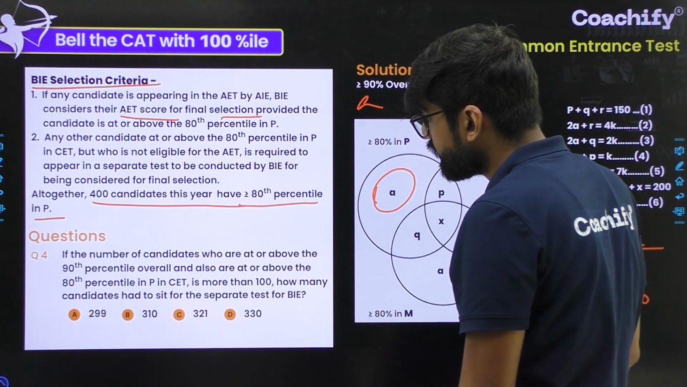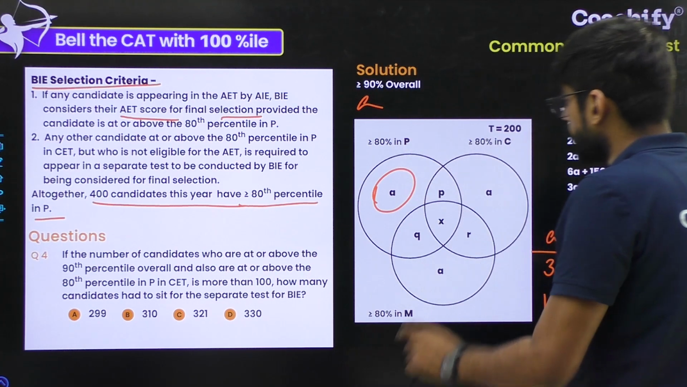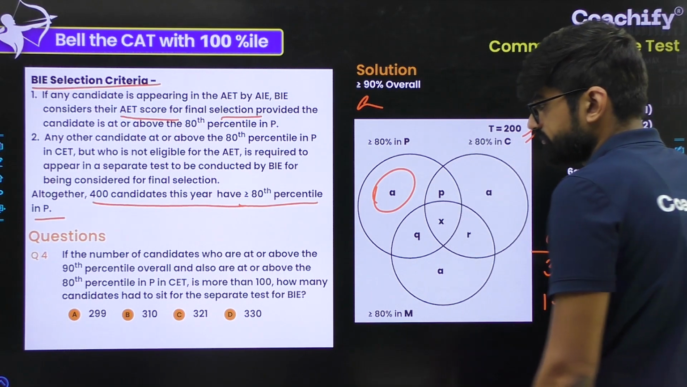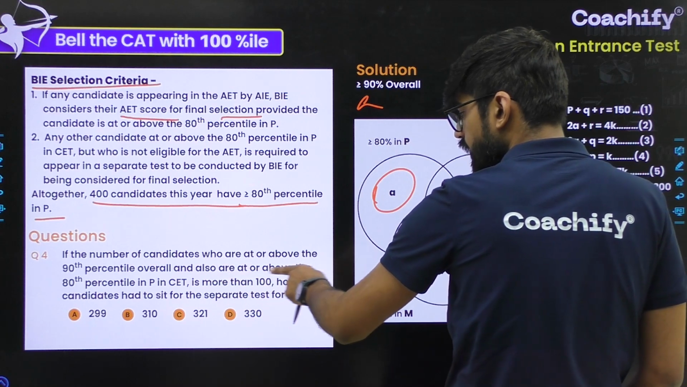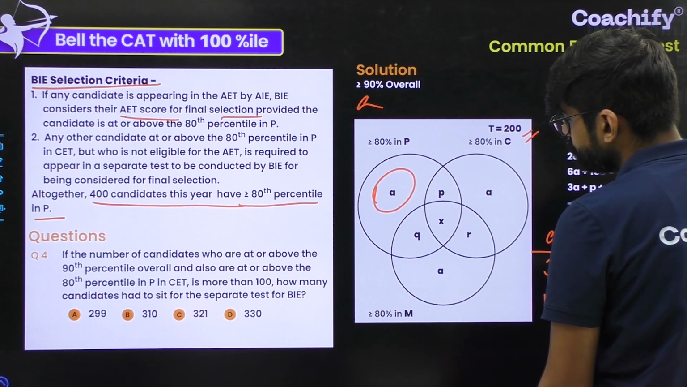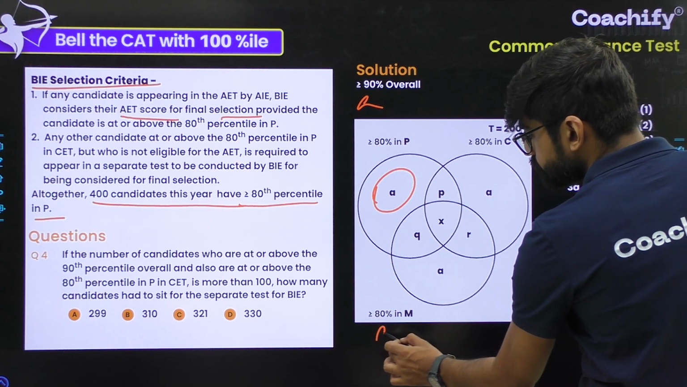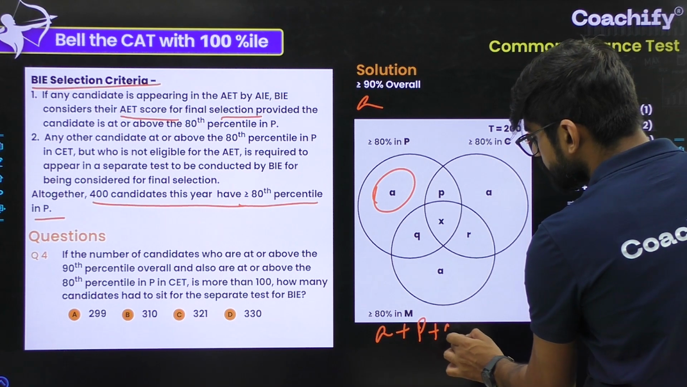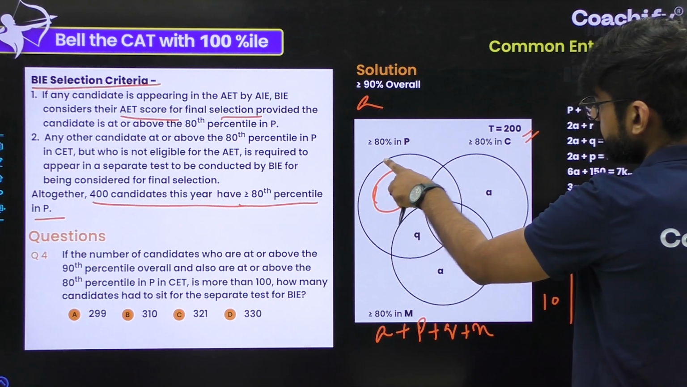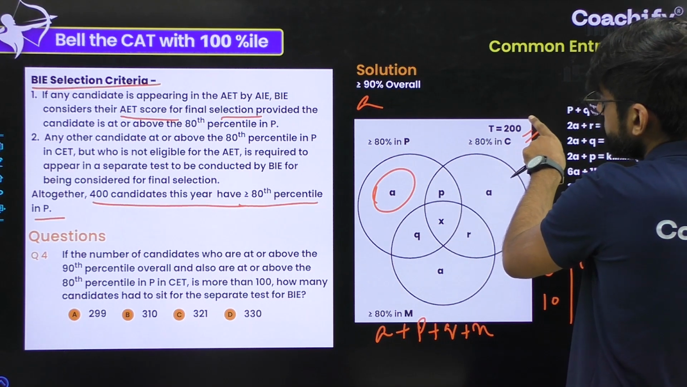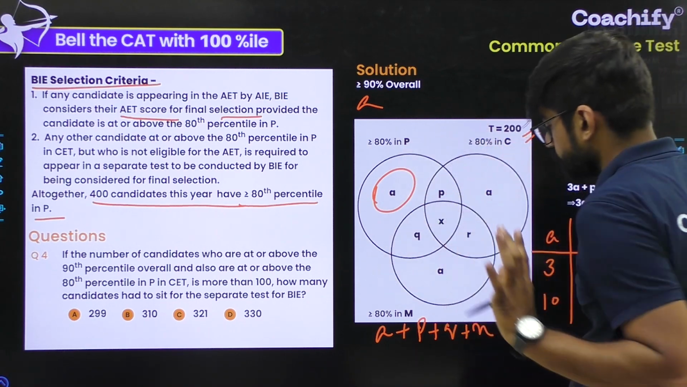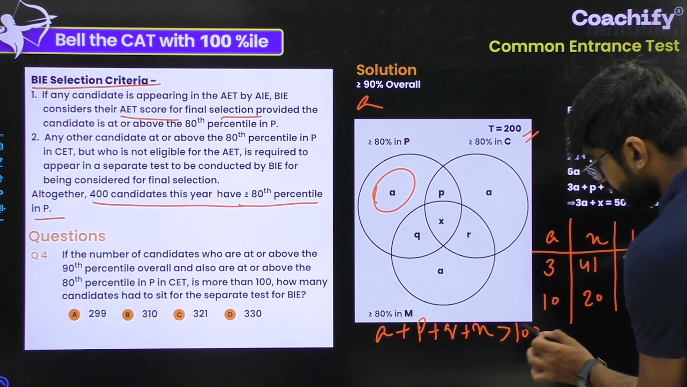It says that if the number of candidates who are at or above the 90th percentile overall, that means 200, is more than 100, and also are at or above the 80th percentile in P in CET is more than 100. That means we are talking about A plus P plus Q plus X. So these are the candidates who are having at least 90th percentile overall and at least 80th percentile in P. This should be greater than 100.